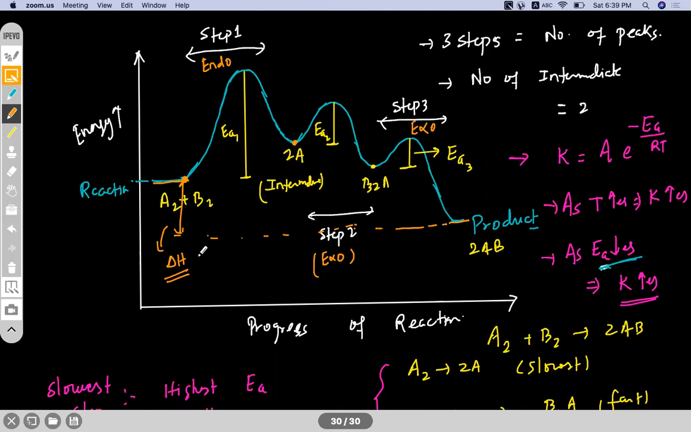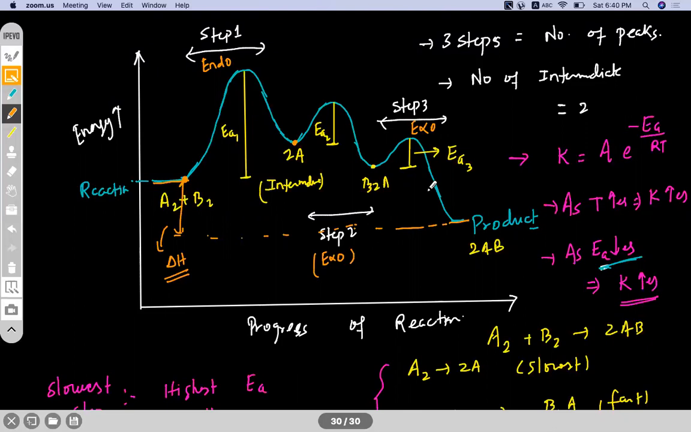So you should know 3, 4 pieces of information from this graph. The number of steps, that is the number of peaks given. Which one is the slowest step and which is the fastest step, which you can understand by looking at the activation energy. And the behavior towards heat: if the product energy is lesser than the reactant energy, overall the reaction is exothermic. Each step we can understand on the same logic: if the energy is more than the previous, endothermic; if less, exothermic. Clear? No doubt?